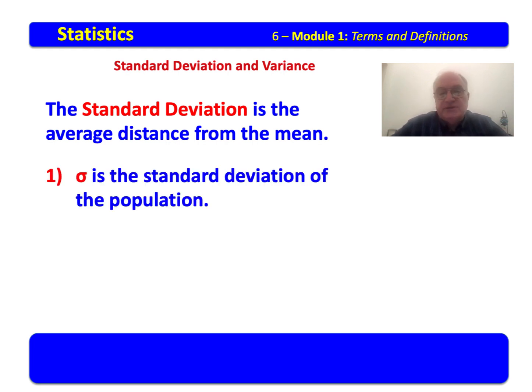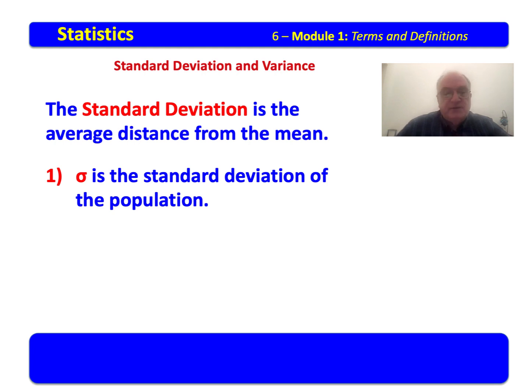We represent the standard deviation of the population with the letter sigma. You may guess that in mathematics they like using their symbols. Well, in statistics we like using ours. We like Greek letters. Mu is the mean of the population.